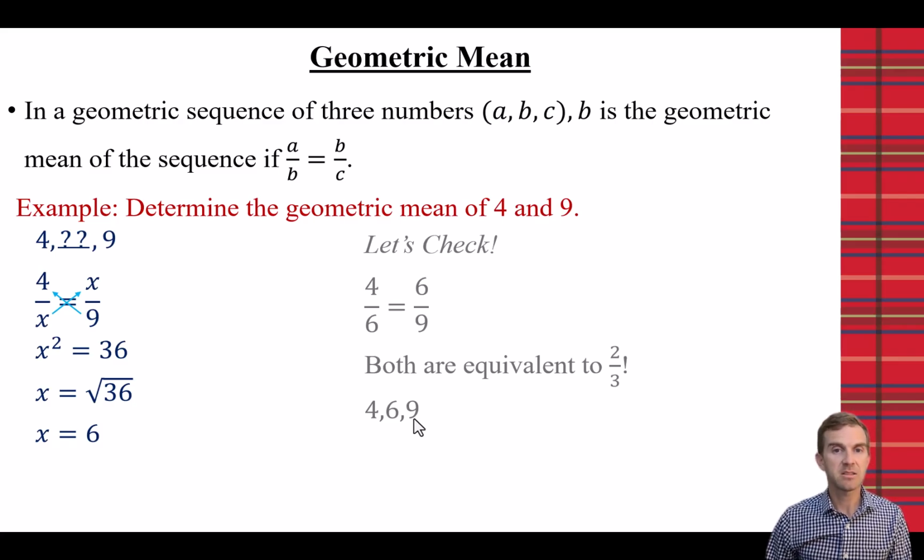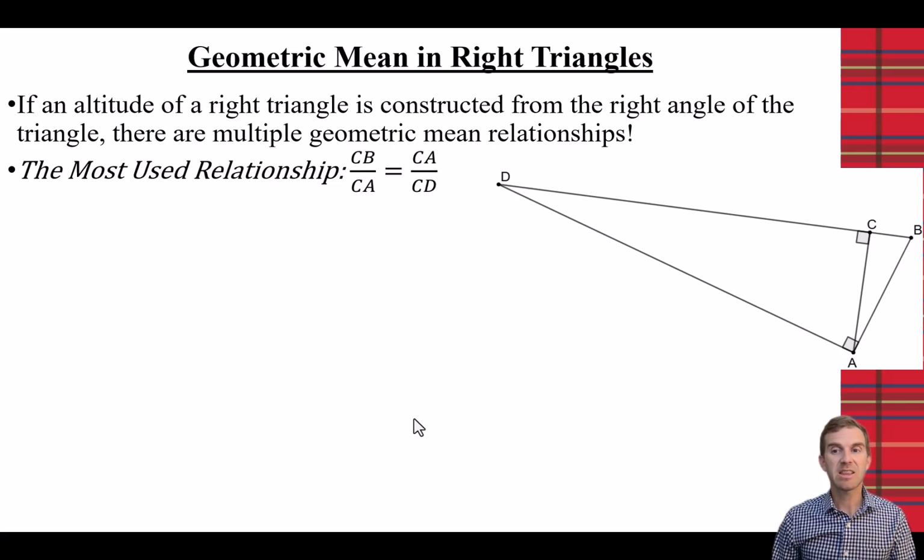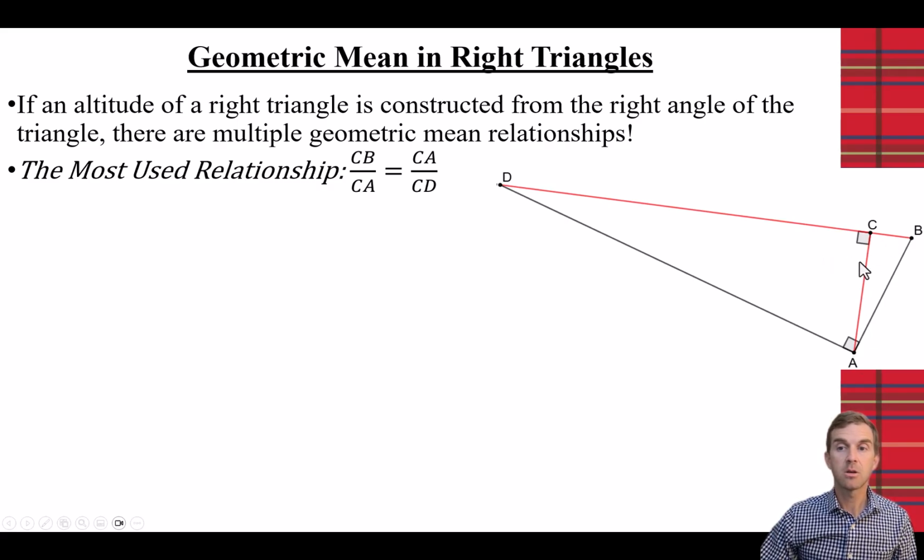Now, where does this apply into similar triangles? We have a unique case that if we draw the altitude of a right triangle constructed from that right angle to the opposite side, then we know there are multiple geometric mean relationships that exist within this image. Specifically, the most common one we will use is saying that CB, this little segment of the hypotenuse, over CA, that altitude, will equal CA over the rest of the hypotenuse, in this case CD. So let's look at an example of how this can be used.